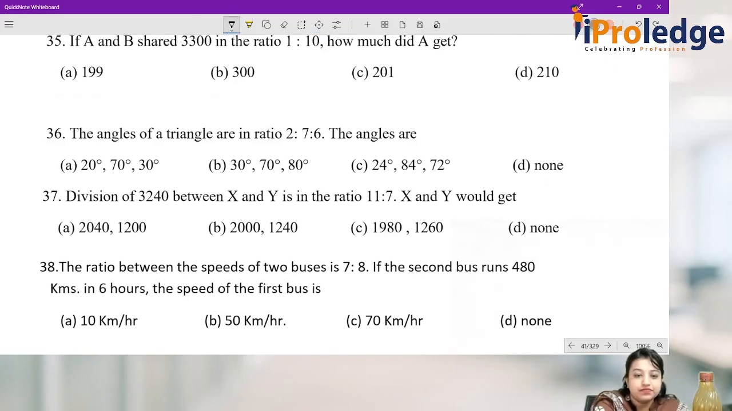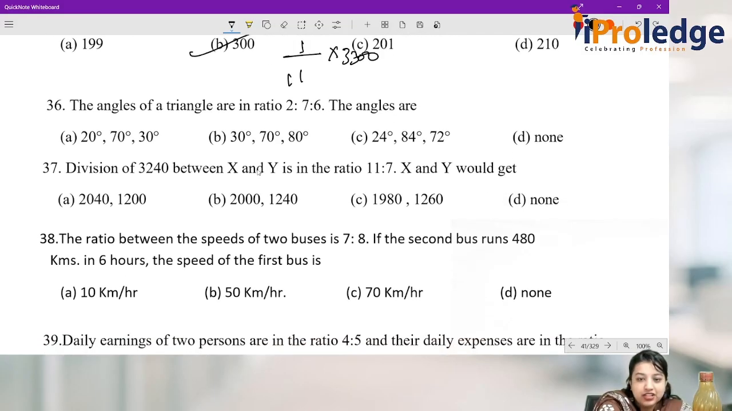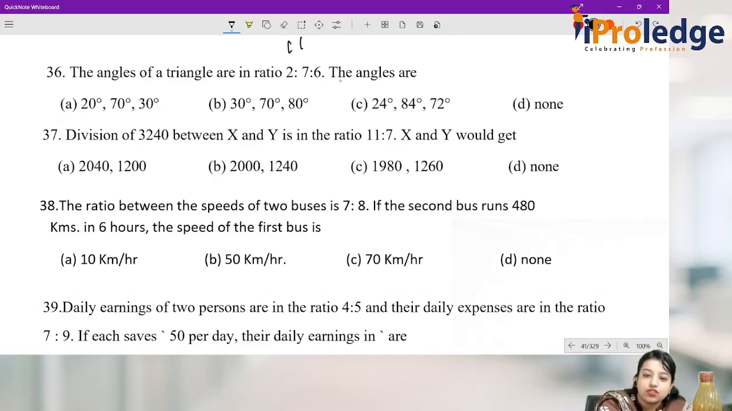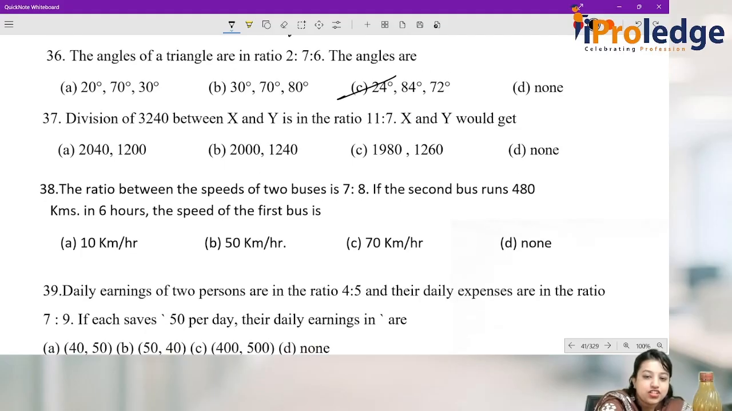35. Option B. 300. So 1:10, you have to check for A. What is A? 1. Okay. So then 1 divided by total ratio into 3300. Next, the angles of the triangle. Just check. Option C. So 24, 84, 72.